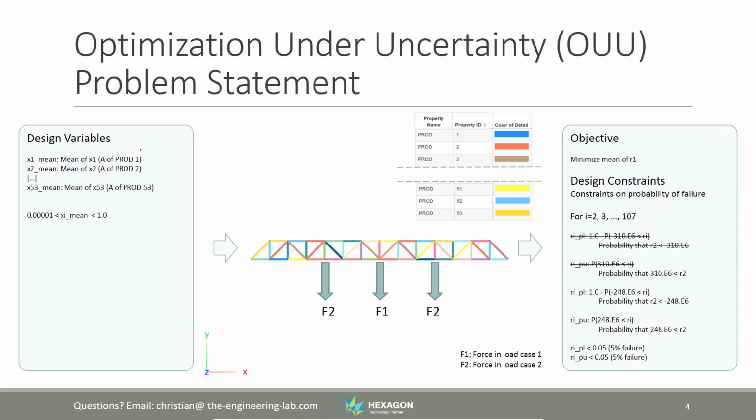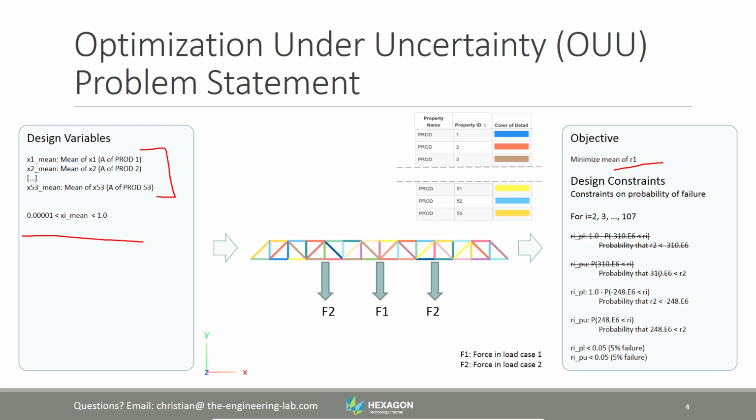Now for the optimization under uncertainty, this is the problem statement. We are going to allow the means of the truss members to vary. We have these limits imposed on the OUU variables. We want to minimize the average mass in this truss, and we want to constrain the probabilities of exceeding the bounds of -310 and +310.